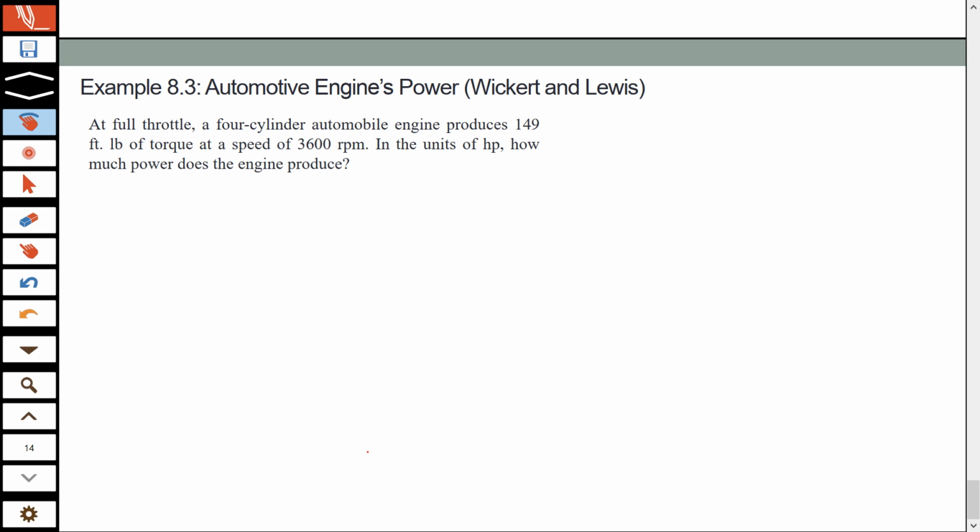Okay, we can now move on to the last example, again from Wickett and Lewis. So at full throttle, a four-cylinder automobile engine produces 149 foot-pound of torque.